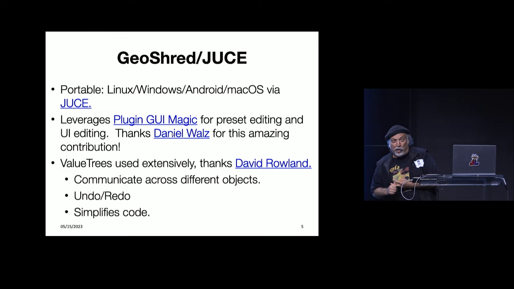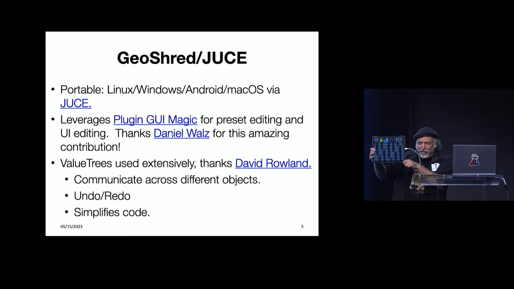And then the other thing is, it's awfully cool for all the stomp boxes, but I want to be able to use it for the main app and for the control surface editor. GeoShred has this control surface editor. It's all those sliders at the top over there.